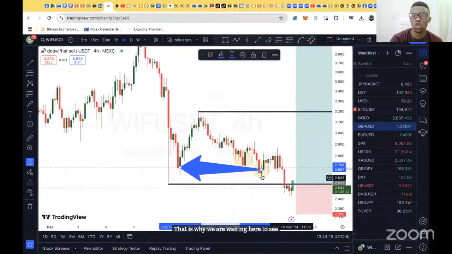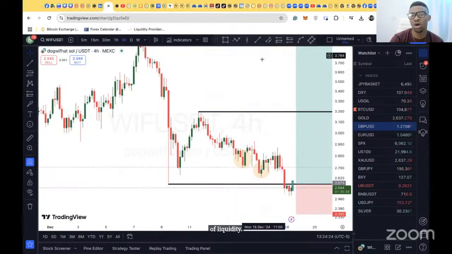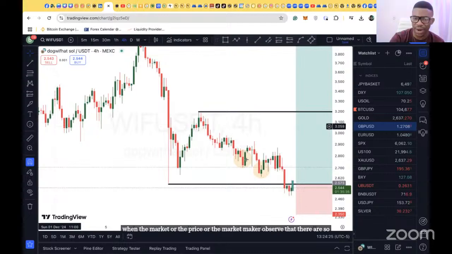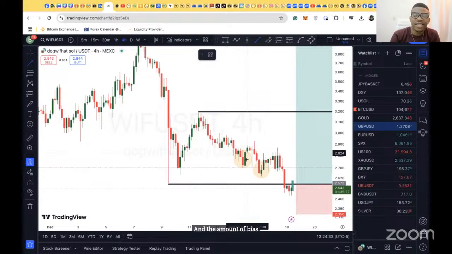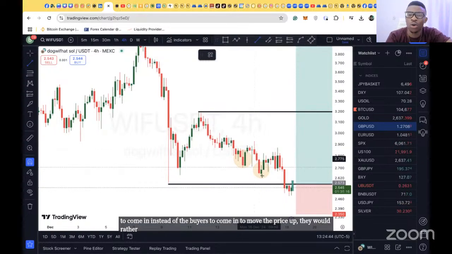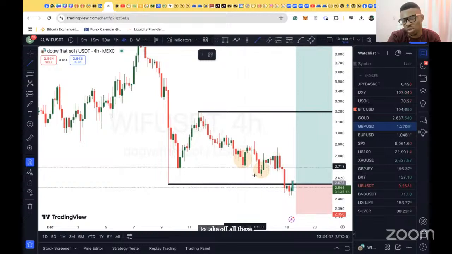That technical reason is called a sweep of liquidity. When the market maker observes that there are so many traders in this price, and the amount of buyers is still not enough for the major buyers to come in, instead of the buyers coming in to move the price up, they'll rather put some small money to sell off, to take out all these traders who bought, hitting their stop losses.